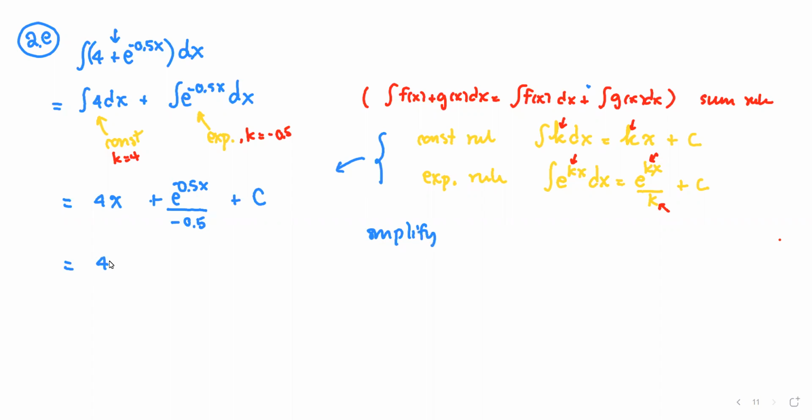The first term, nothing to simplify. The second term, positive and negative becomes negative inside, divided by 0.5. 0.5 is the same as 1/2, or negative 1/2 for the negative 0.5. When you divide by the number, it's the same as multiply by the reciprocal. So the second term can be simplified to be negative 2 times e to the negative 0.5x and then plus c. And this is your answer.